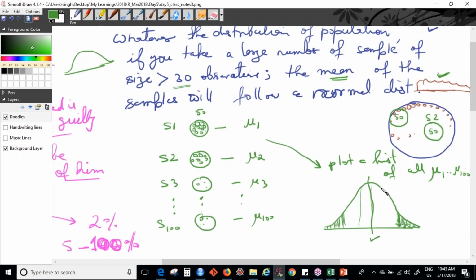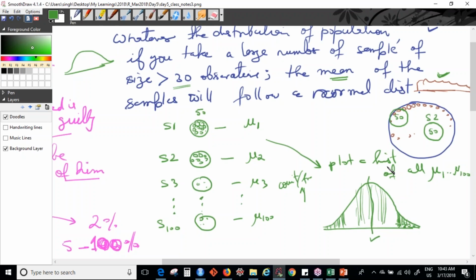Most areas will be the average areas, so the height will be a lot. And remember, height in a histogram is nothing but the count or the frequency. So the frequency will be higher for average areas, and that is why it will eventually become a normal distribution.